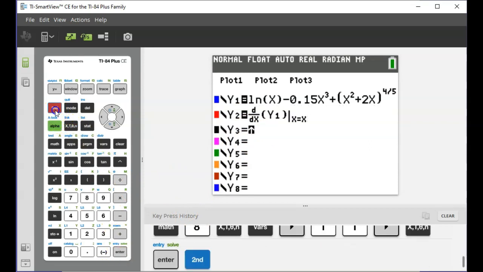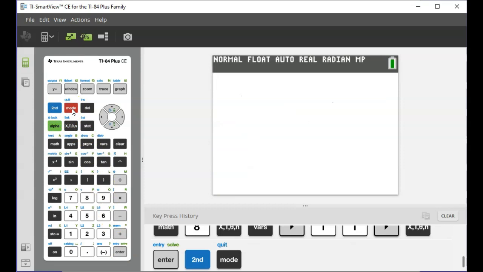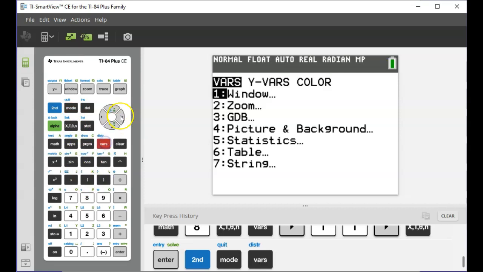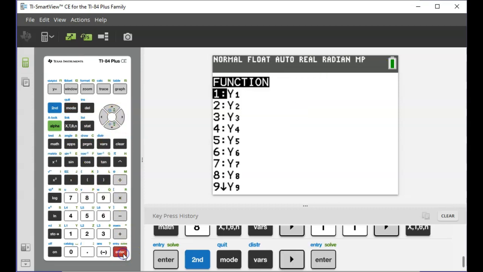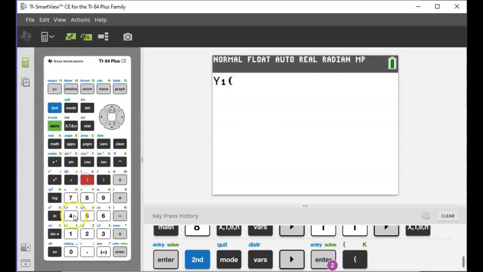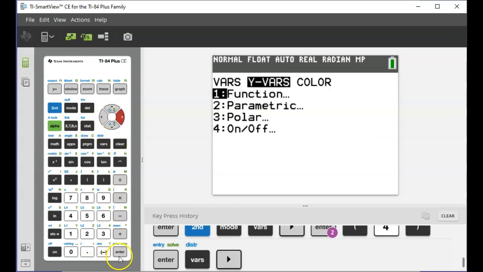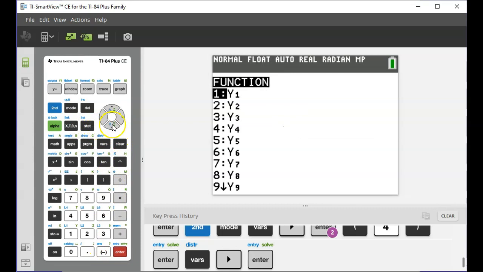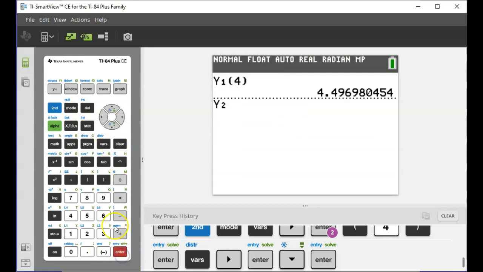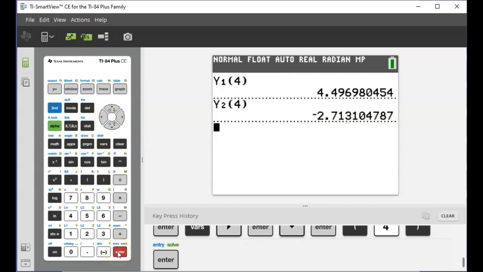Let's go back to the main screen, and I want to find out what is v of 4 and what is a of 4. So let's find v of 4. Vars, y-vars, function y1, 4, enter, and we get 4.4969. Let's go to vars, y-vars, function y2, and let's plug in 4, and we get negative 2.71.